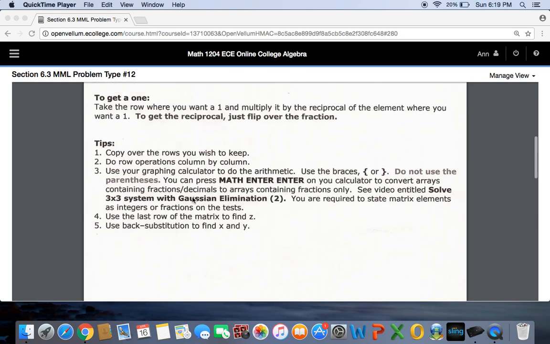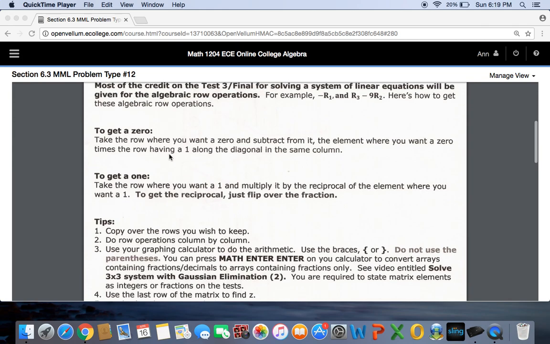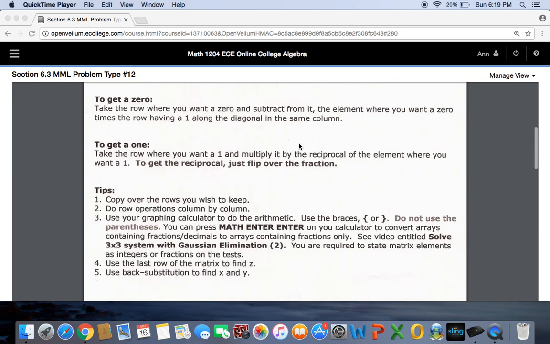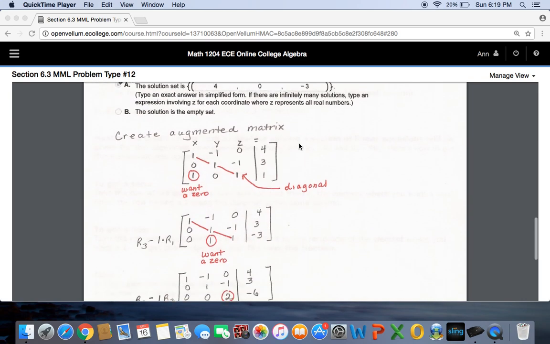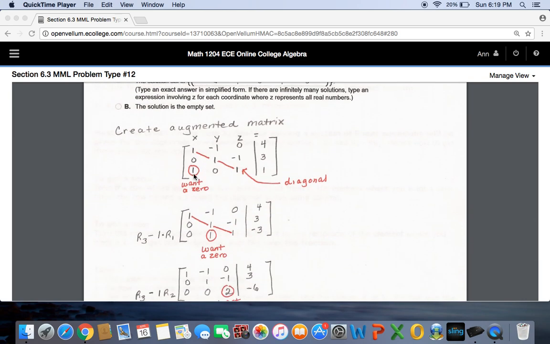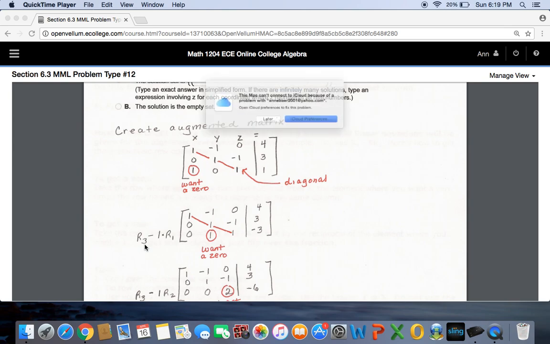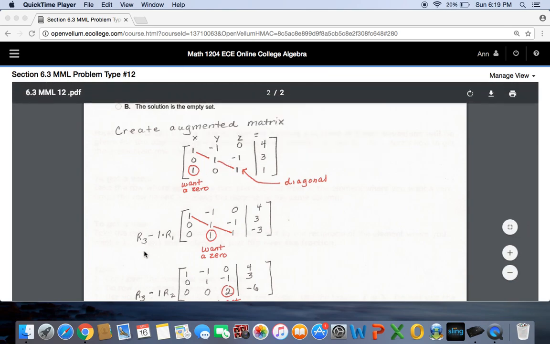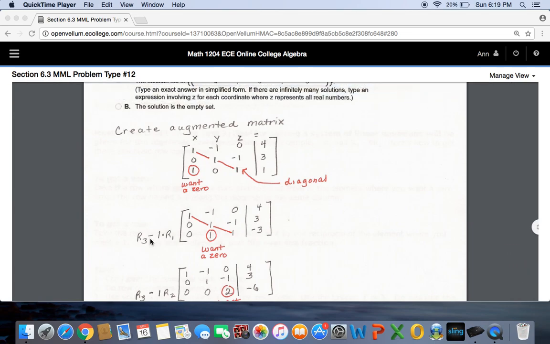So let's go to our tips sheet. To get a 0, take the row where you want a 0 and subtract from it. So we want a 0 in the 3rd row. So we're going to take that row, which is row 3. So we have a capital R written down. I've written a capital R, sub 3, with the 3 off the normal line of writing a bit. And we want to subtract from it, so there's a subtraction sign there.